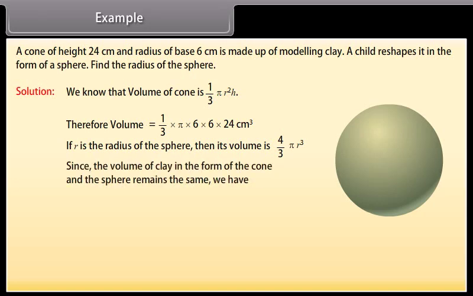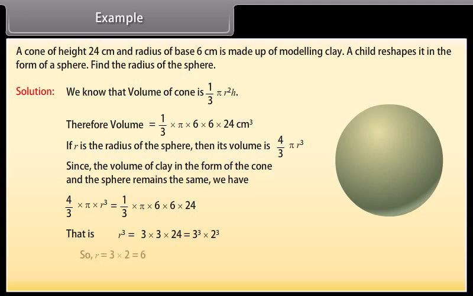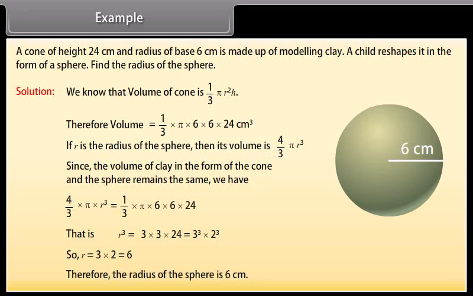Since the volume of clay in the form of cone and the sphere remains the same, we have, that is, so r is equal to 3 into 2 is equal to 6. Therefore, the radius of the sphere is 6 centimeter.